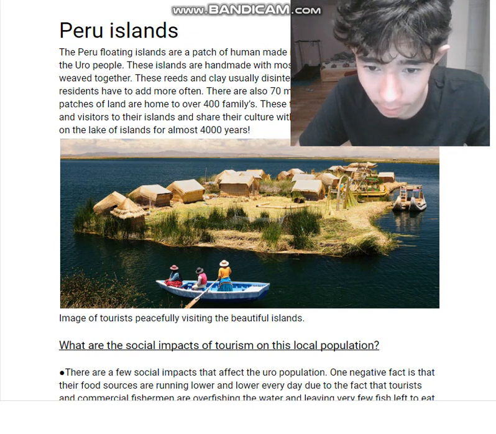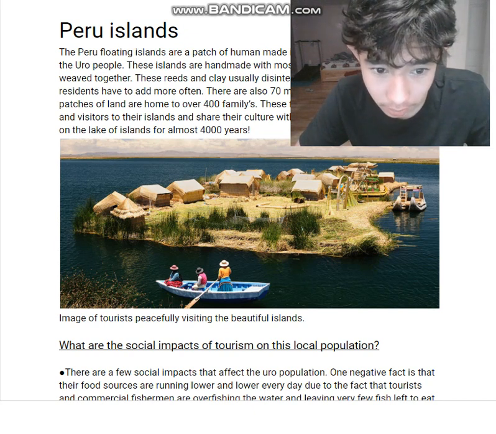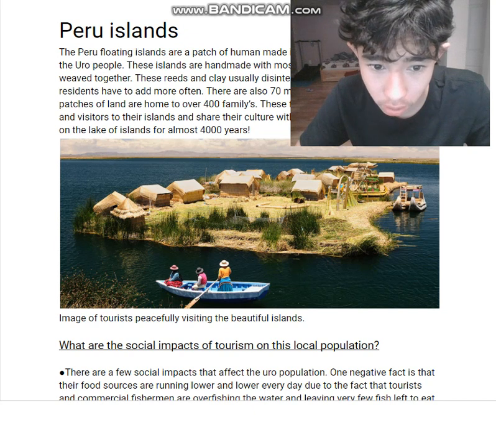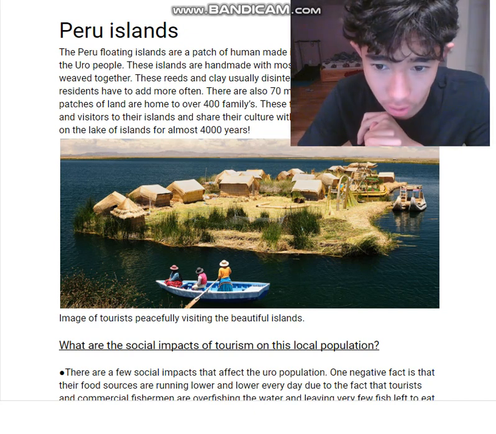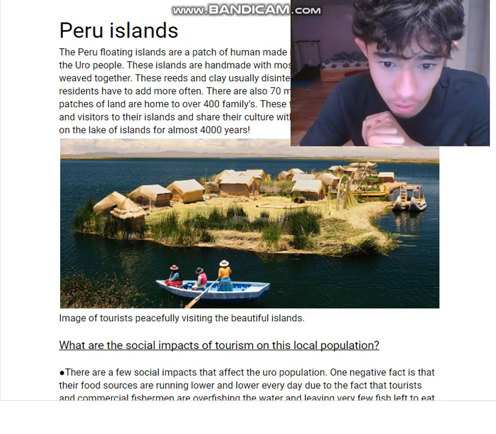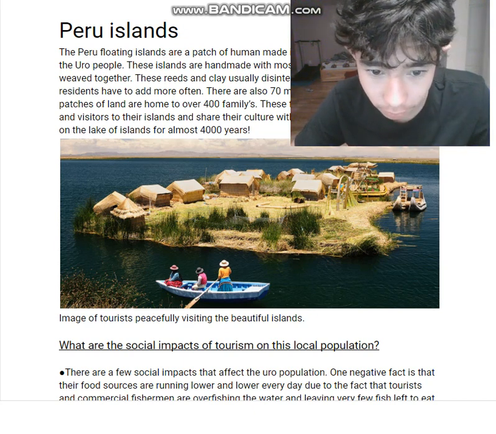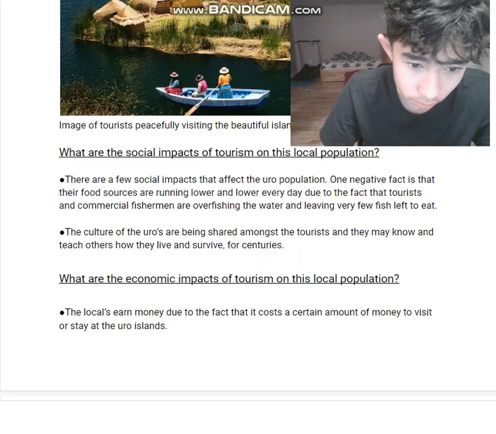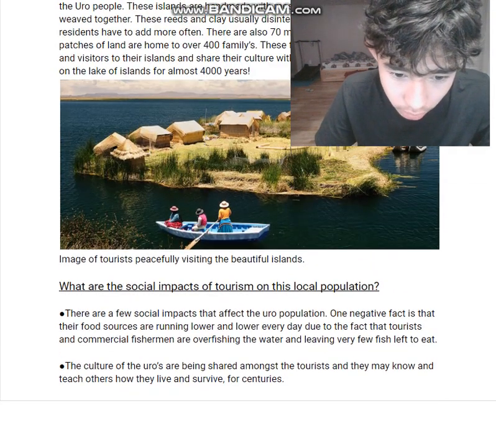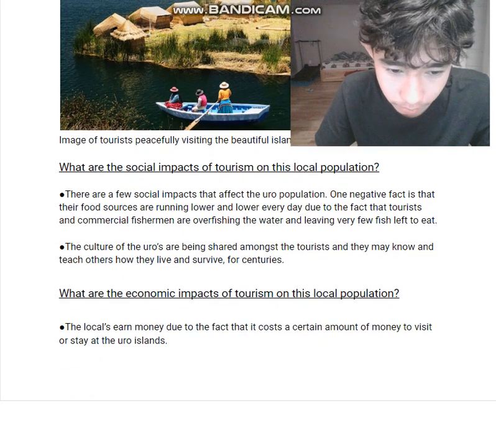There are also 70 main islands on the lake. These patches of land are home to almost 400 families. These families love to introduce tourists and visitors to their island and share their culture with them. The Uros people have lived on the lake of islands for almost 4,000 years. Here's an image of tourists peacefully visiting the beautiful islands.